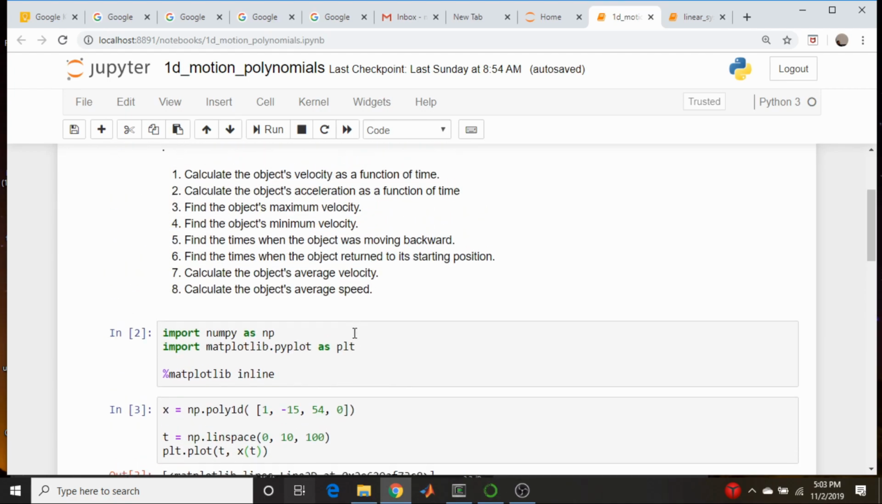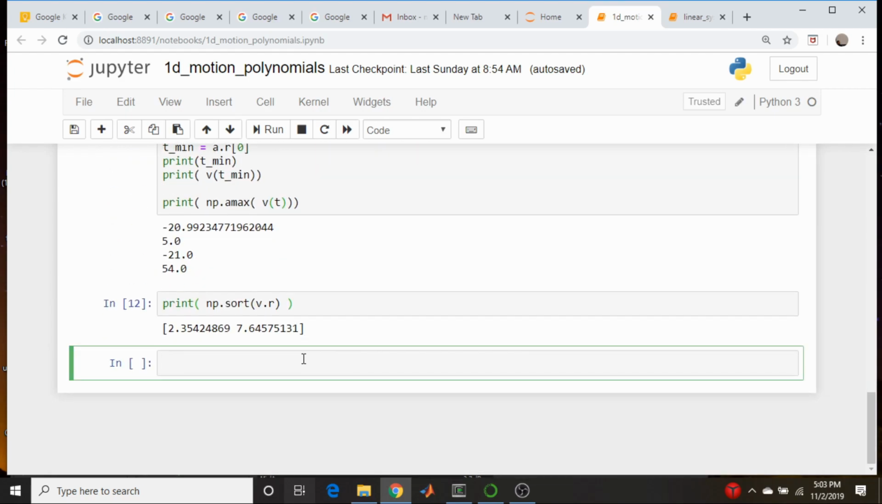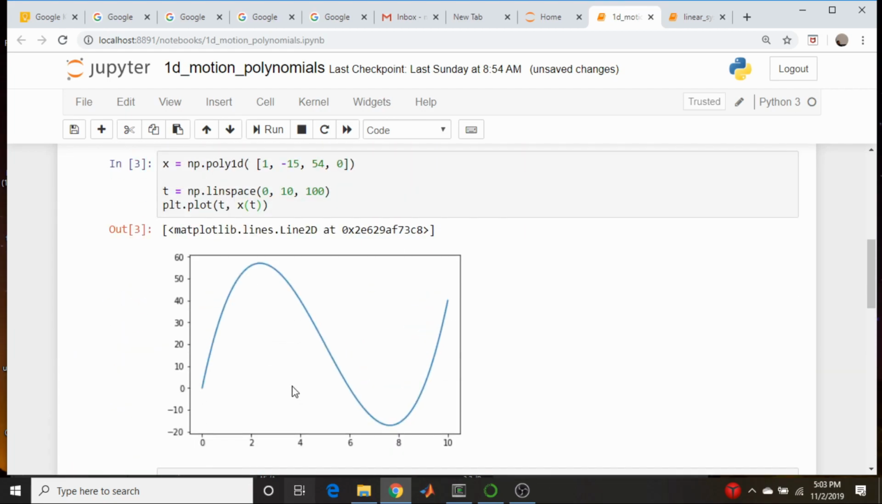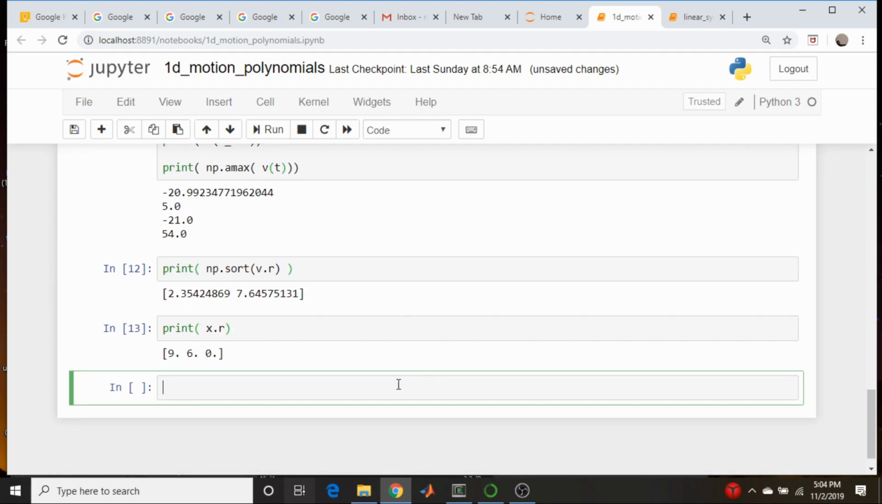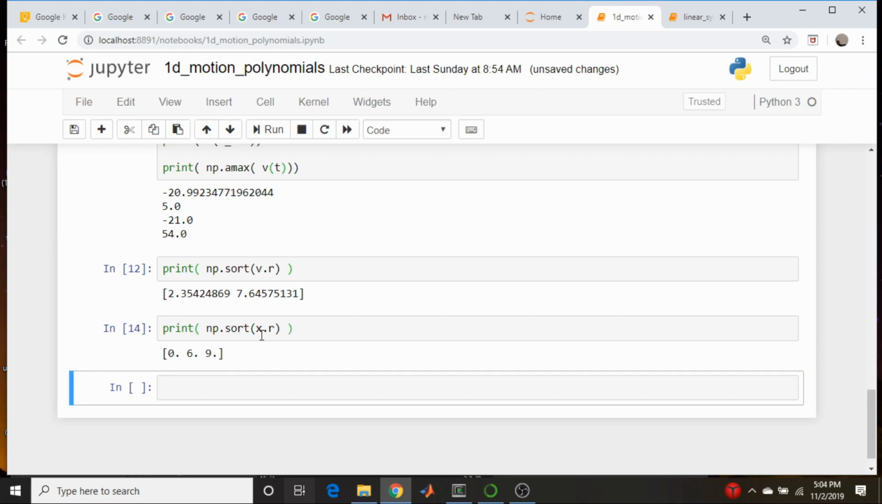So the next question is, when does the object return to its starting position? Again, this is just the roots of this equation here. So it starts at 0, so when does it cross 0? Again, that's just the roots of x. So let's just go down here and print x.r. So it's 6 and 9 seconds. That looks about right. Again, we could sort this just to make sure that it makes sense chronologically. So np.sort. So there we go, 0, 6, 9.